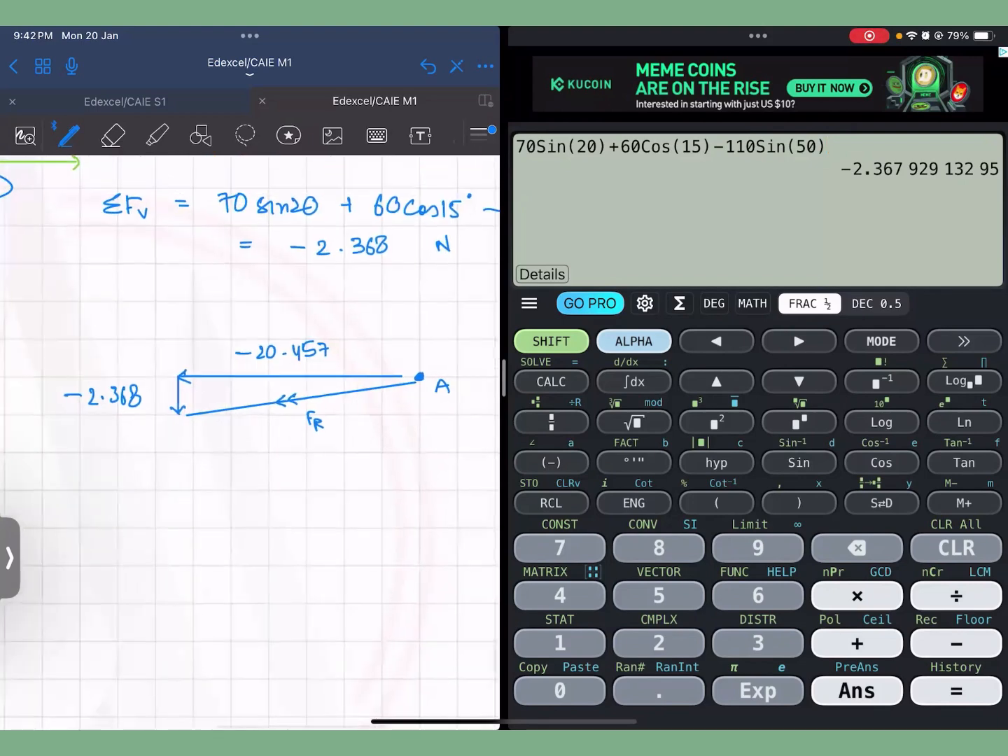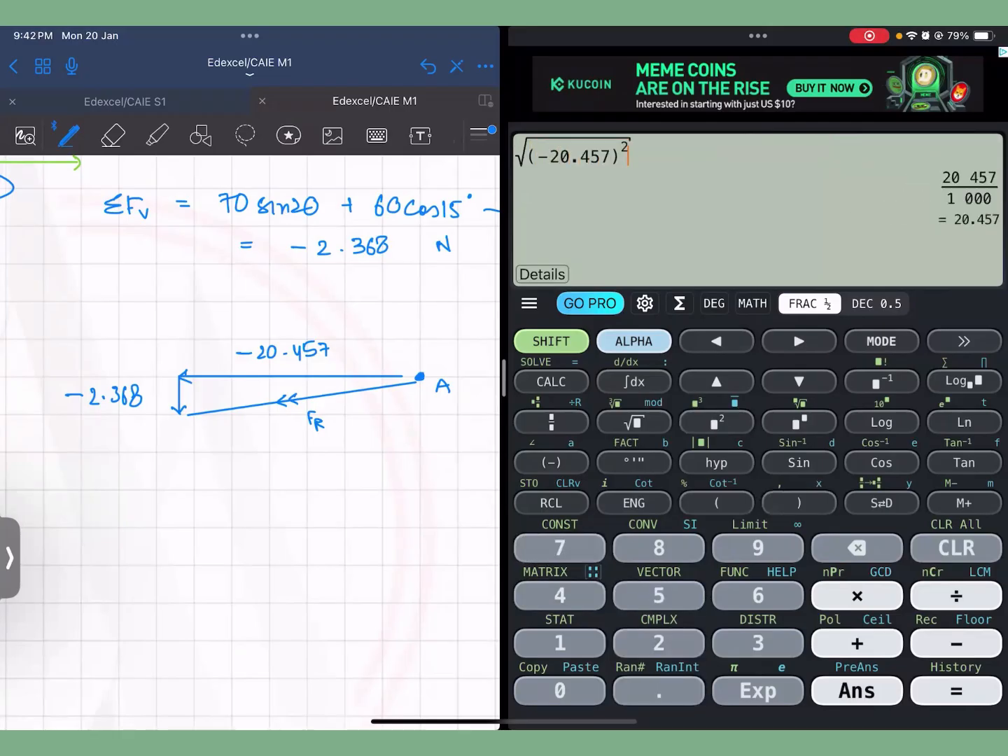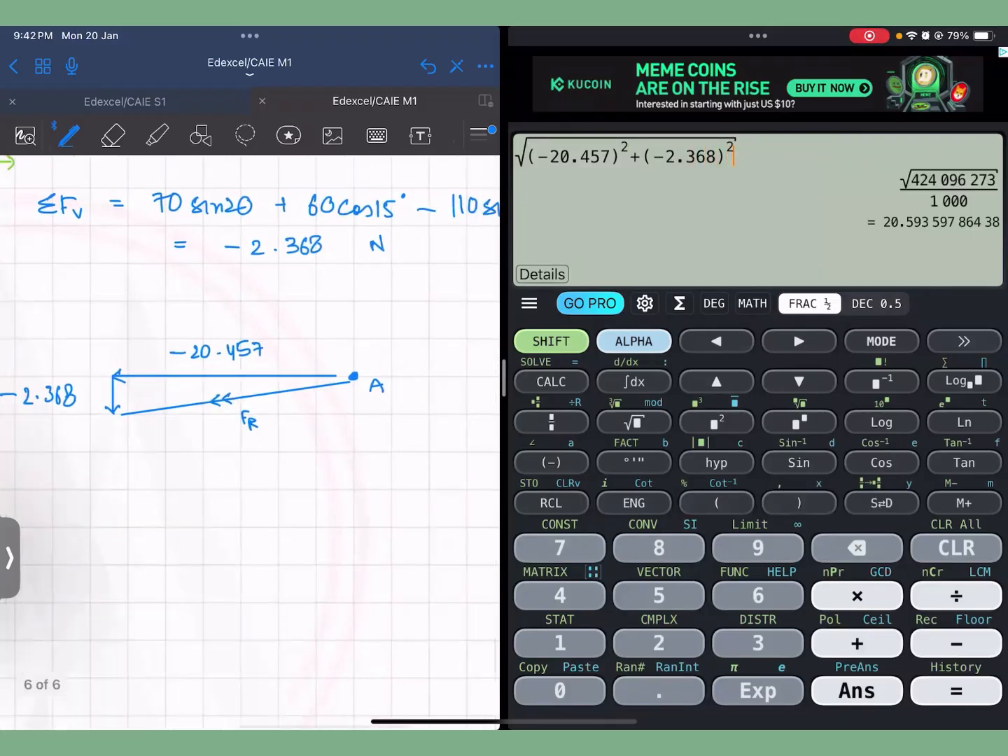And you would need Pythagoras again. So Pythagoras of negative 20.457 squared plus negative 2.368 squared. And this is how much you're getting? 20.593 Newton.